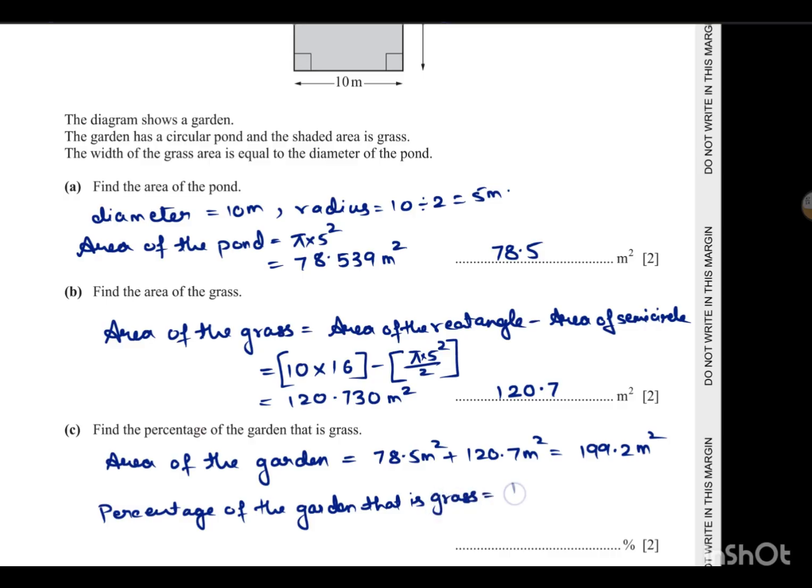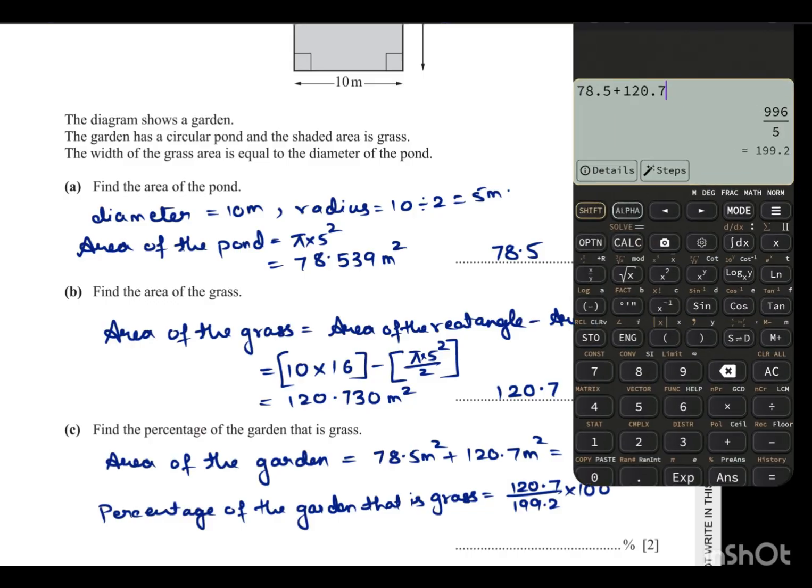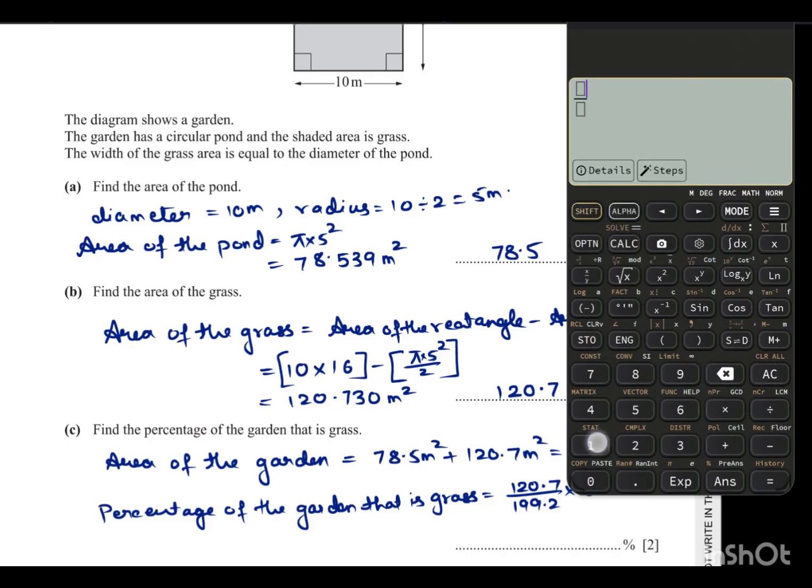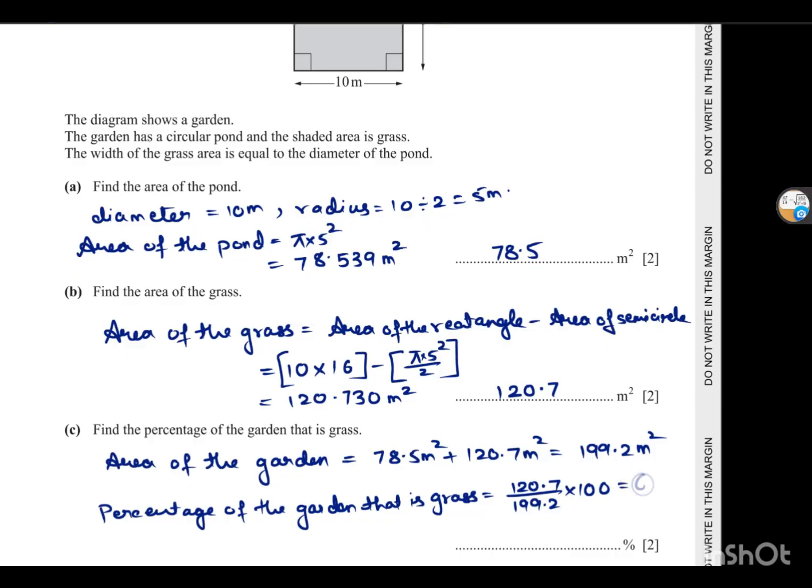So take the area of the grass by area of the garden into 100. Area of the grass by area of the garden into 100. 60.592. So you can take 60.6. 60.592%. So the answer you can take is 60.6%, the grass part.